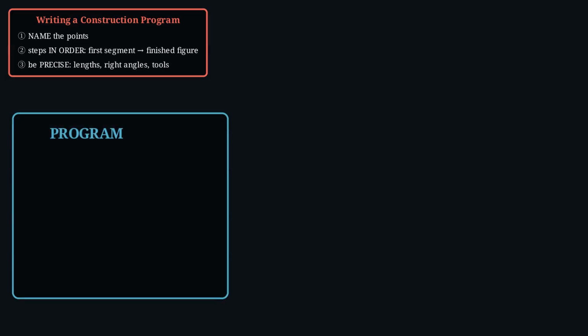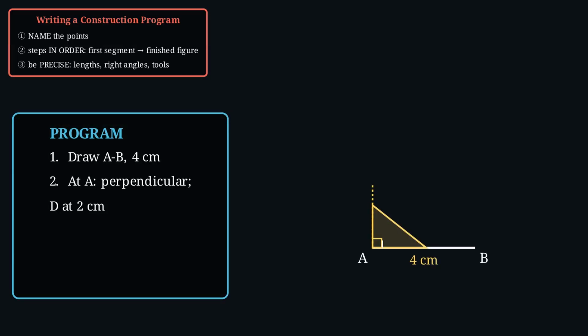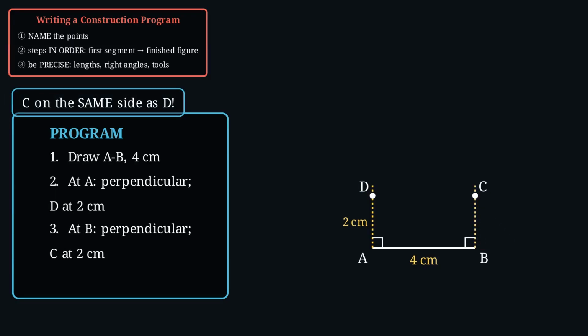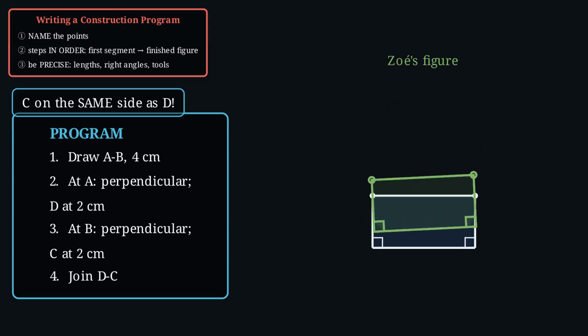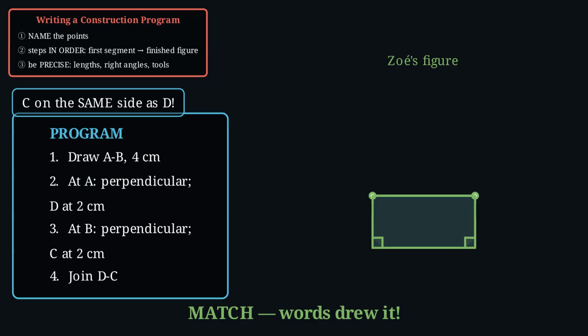Zoe writes, draw segment AB 4 cm. At A, with the set square, our new tool, draw the perpendicular, the line meeting AB at a right angle, right at A. Mark D on it 2 cm from A on one side. At B, perpendicular again, and here Zoe adds the sharp clause, mark C at 2 cm, on the same side of AB as D. Join DC. Now slide Max's drawing over, turn it, match. Words alone drew her exact figure.